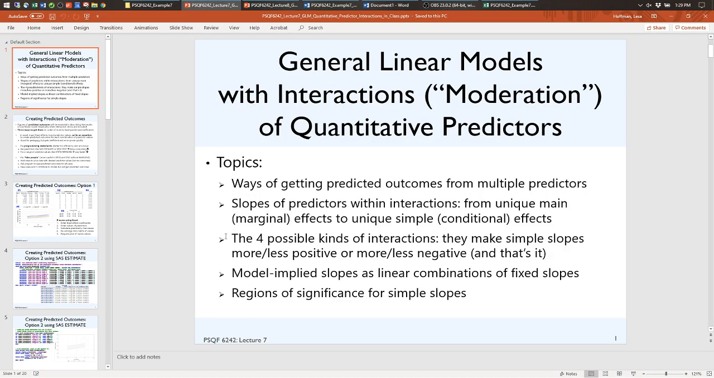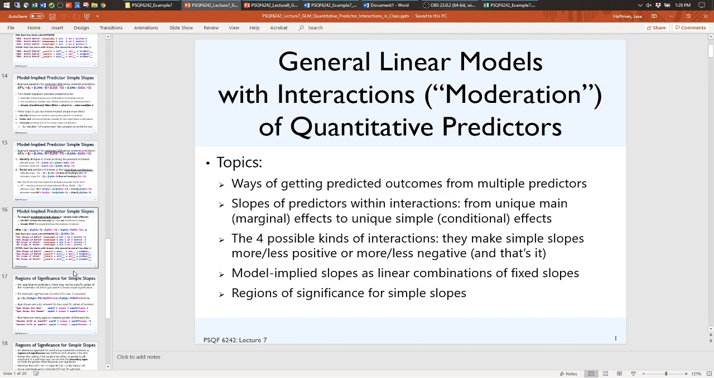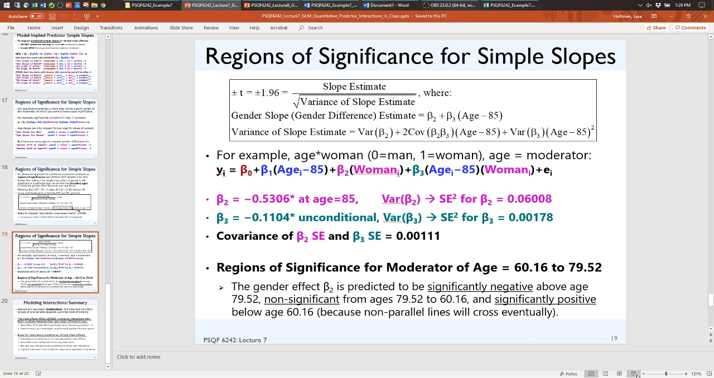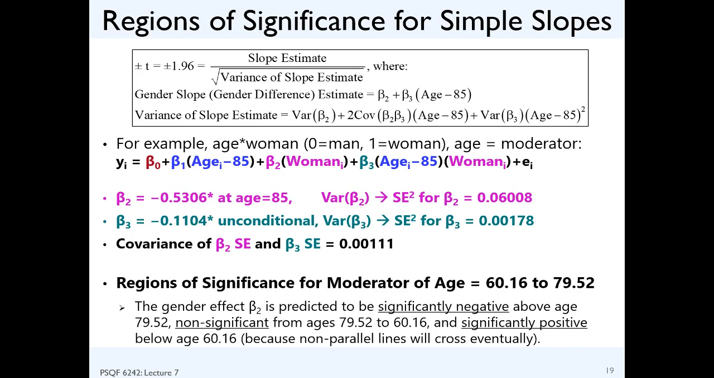Here's another one. Let me pull up lecture 7. I did another example of that. Regions of significance. If I had a simpler model that had only age and gender in it, so this is slide 19 of lecture 7.